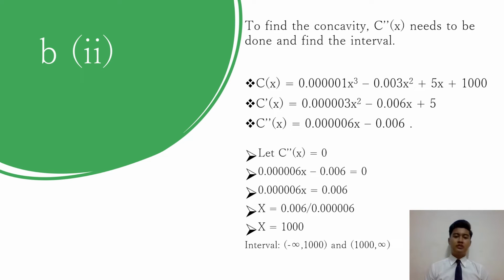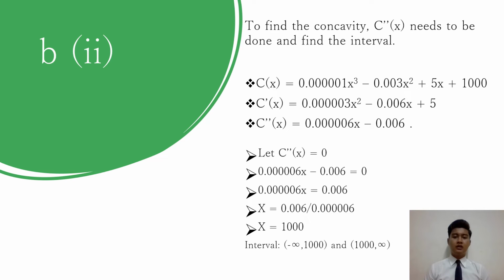So from the previous question, we have done C and C prime x. Now we will do C double prime x. And the answer is 0.000006x minus 0.006. Then let C double prime x equal 0. So 0.000006x minus 0.006 equals 0.